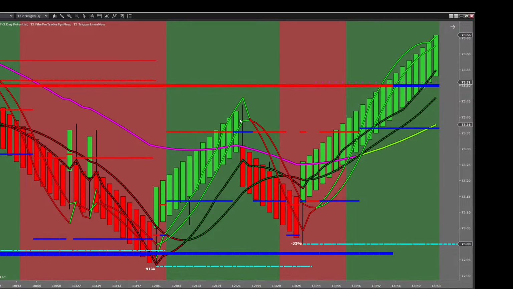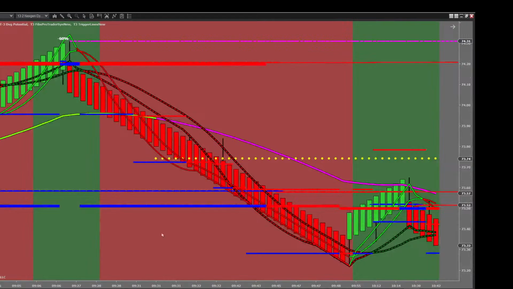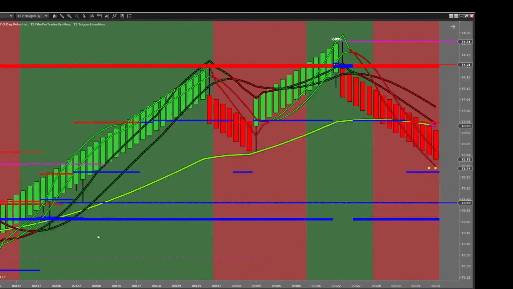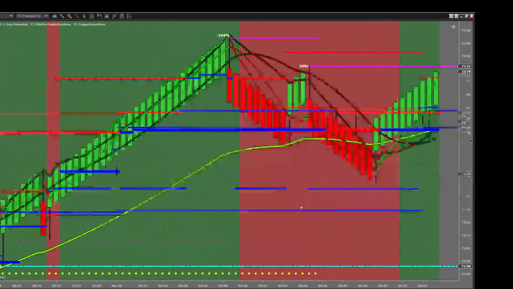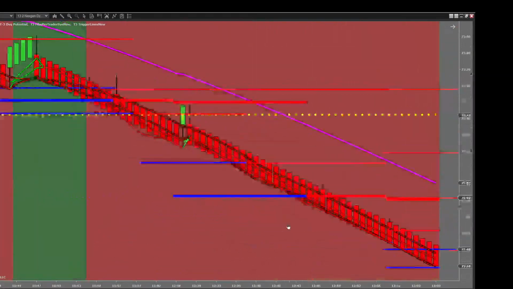There was the potential to break, but it didn't. It's nothing more than potential. There was the potential to break, and it retraced really big. Potential to break, but did not. I like showing the potential because you're going to have a lot of them.